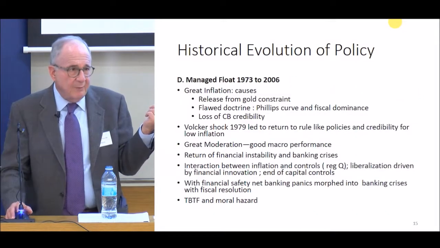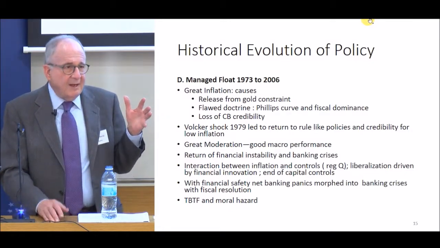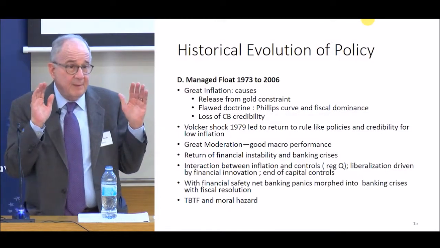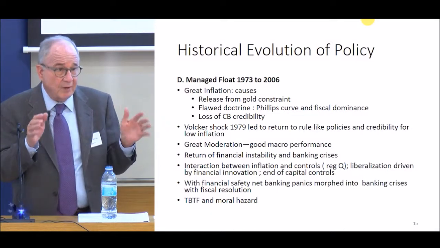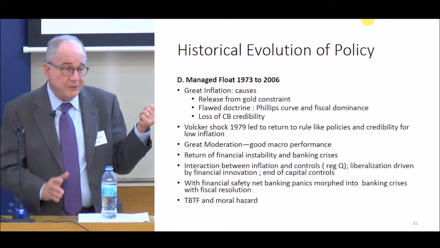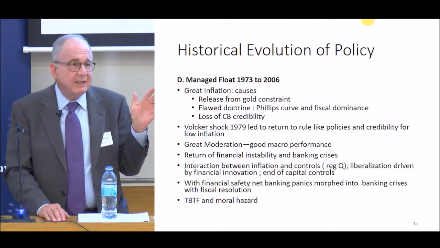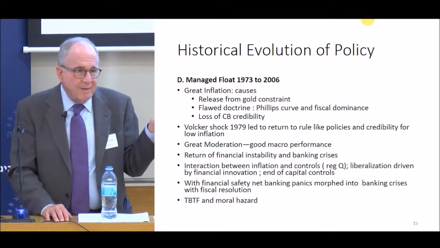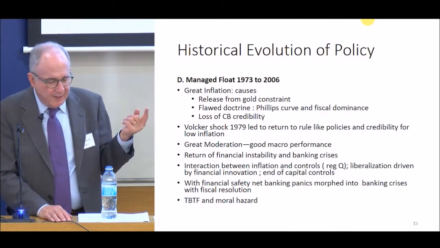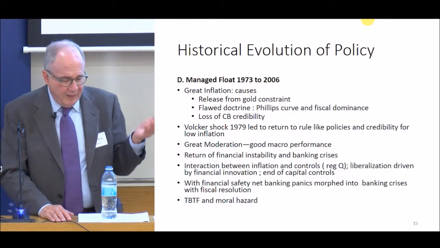And that leads to the regime we're in today, the managed float from 1973 to 2006. And when we think of that period, the first thing that happens is the great inflation. So the period from the mid-60s until the early 80s is one of high inflation in almost every country. And there are lots of reasons why. One is that the gold constraint of Bretton Woods was gone. And secondly was what I call flawed doctrine, Keynesian doctrine, the belief in the Phillips curve, and fiscal dominance. And then tied into that is the loss of central bank credibility with high inflation.